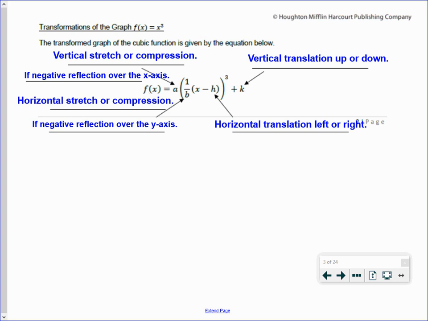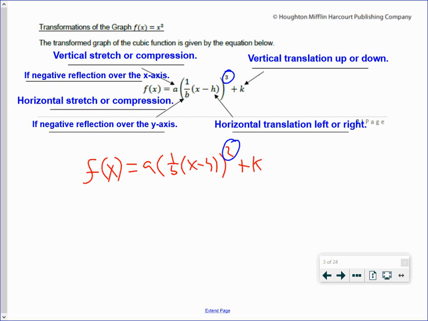If you pay attention, this is extremely similar to the vertex form of a parabola. The vertex form of a parabola is f of x equals a times 1 over b, x minus h, all squared, plus k. It's the exact same thing. The only thing that changes is that instead of having an exponent of 2, we now have an exponent of 3.